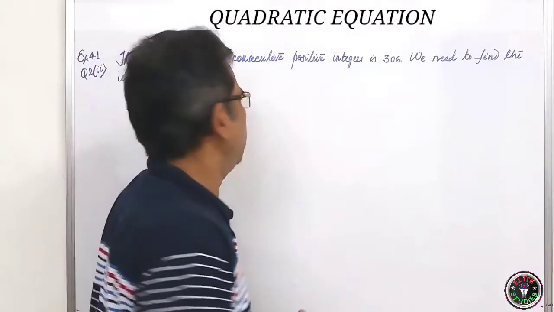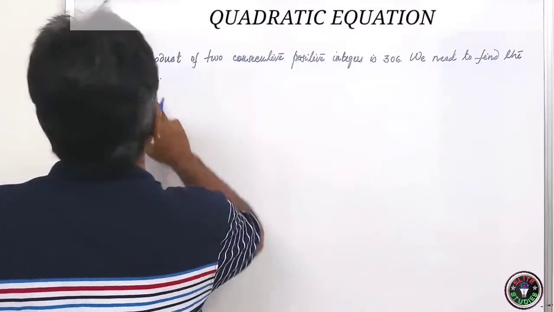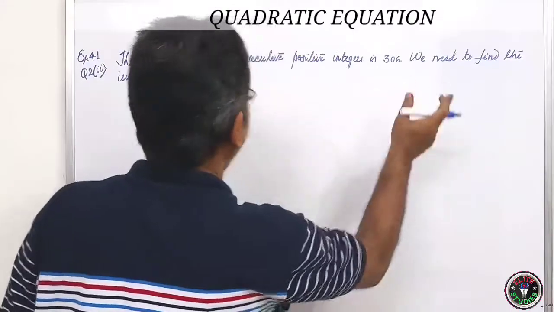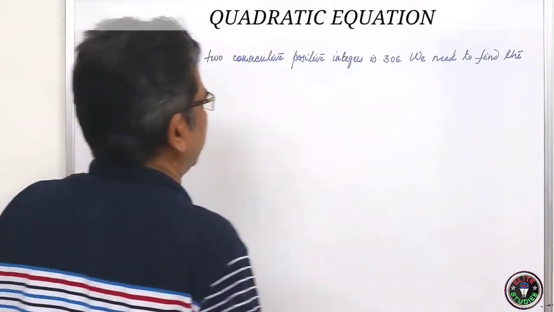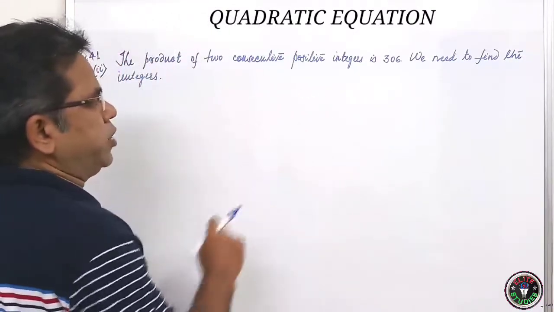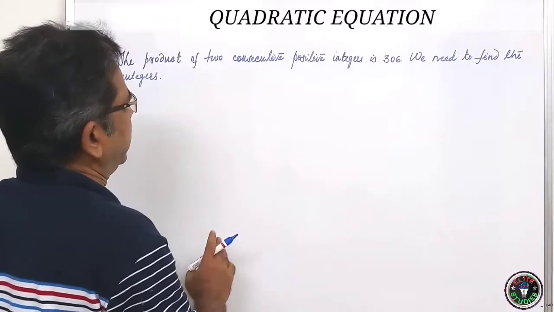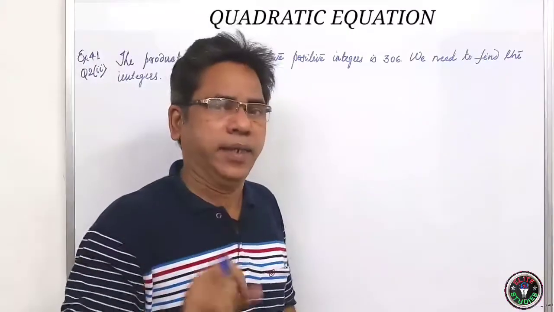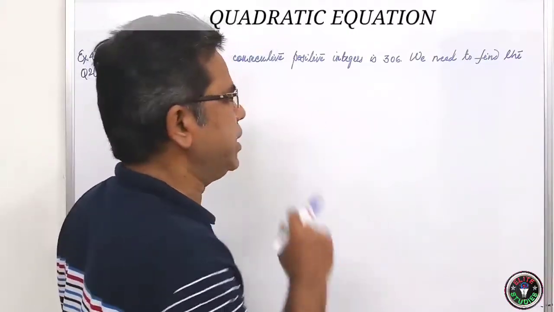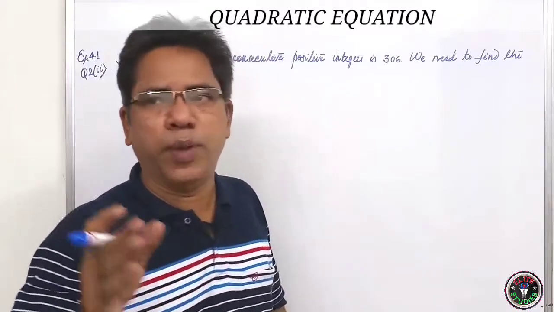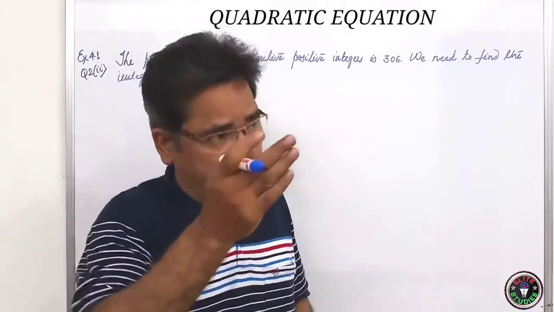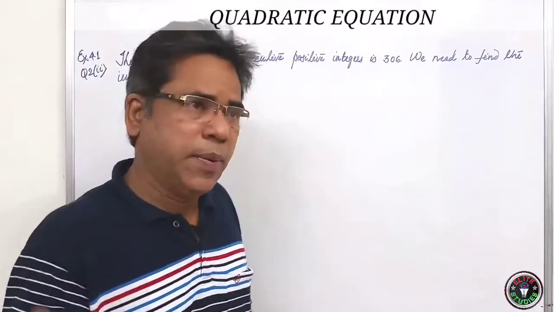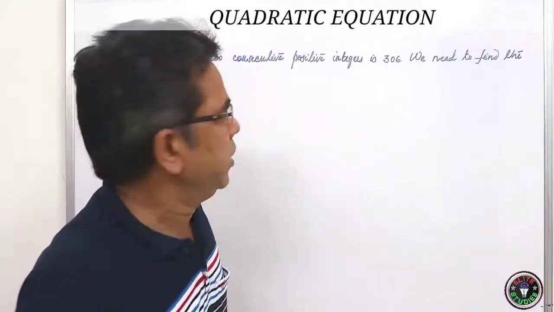Now let us do question number 2.2. The question is, the product of two consecutive positive integers is 306. We need to find the integers. Now, before doing this question, we have to understand what is meant by consecutive integers. Now, what are integers? Integers are 0, plus 1, plus 2, plus 3, plus 4. Then from here minus 1, minus 2, minus 3, minus 4. These are all integers. So integers may be positive, may be 0, or may be negative.